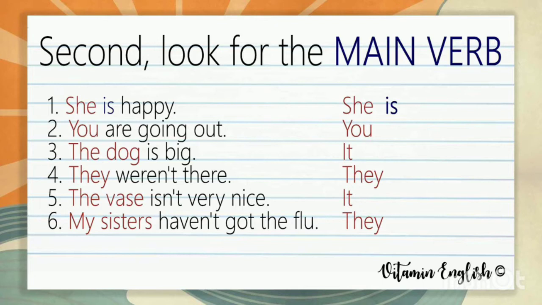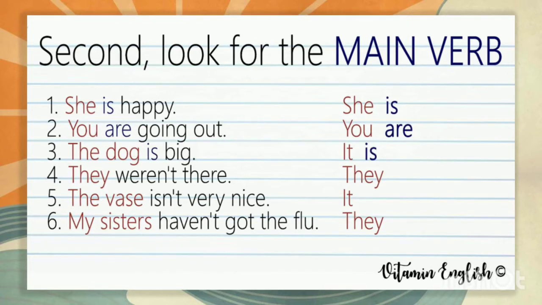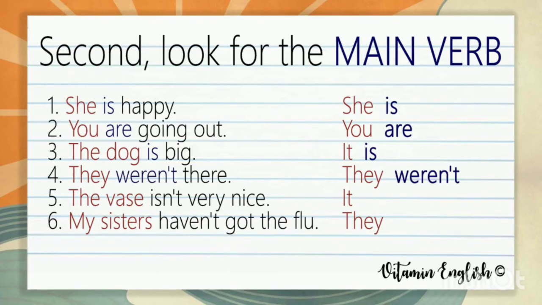In you are going out, the verb is are. The dog is big, the verb is. In they weren't there, the verb is weren't. The vase isn't very nice, the verb is isn't. And in my sisters haven't got the flu, the verb is haven't. That is step number 2, which is quite an easy step. Let's go on to step number 3.